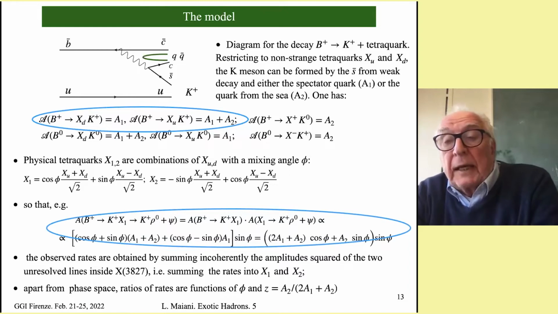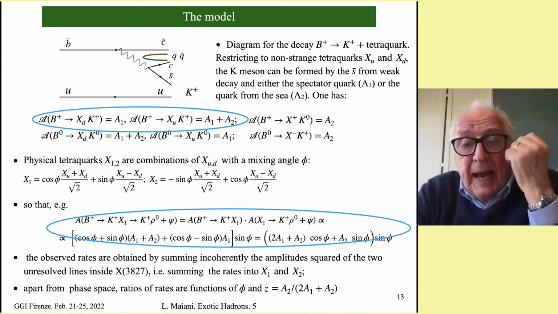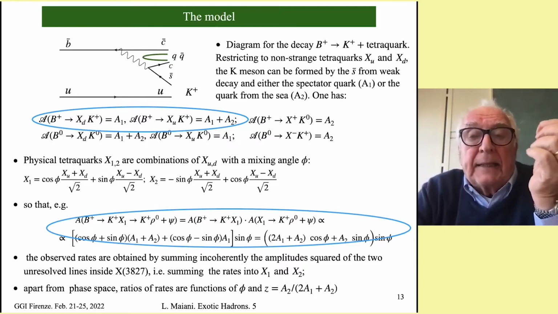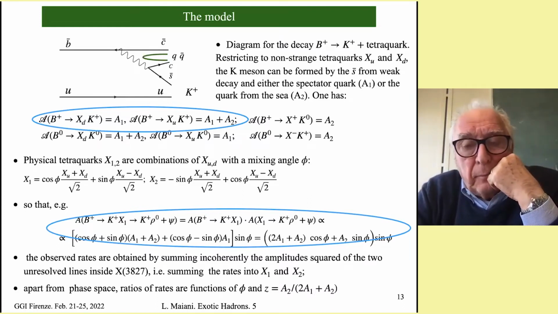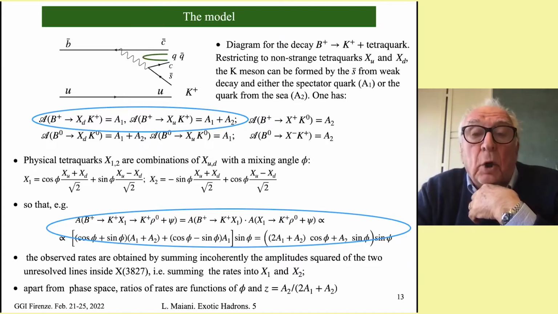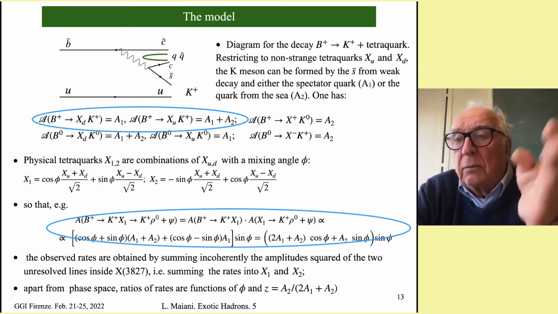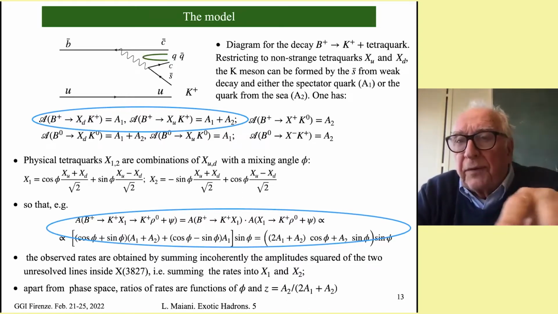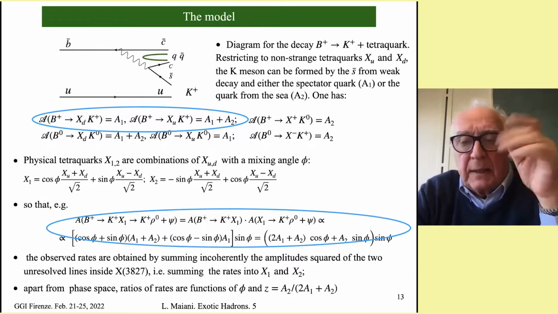Of course, you have to take into account the possible mixing between X up and X down, which is given by this angle, sine phi and cos phi. And then, building on our picture that X up and X down are degenerate inside the X 3872, you simply have to make the square and add up the rates for X up and X down. This is the reason. It's like the experiment in which you have two holes and the diffraction through the two holes. You have no interference in this case.